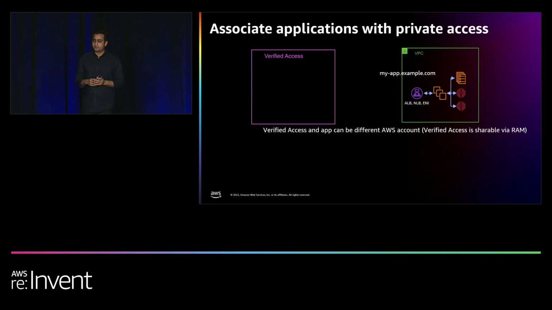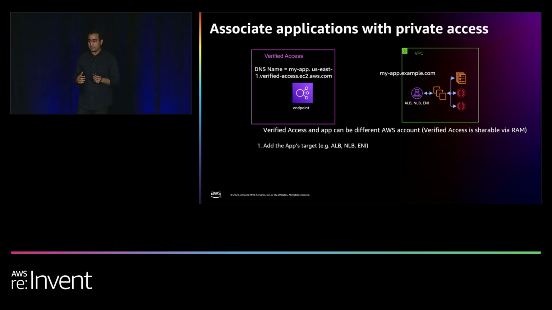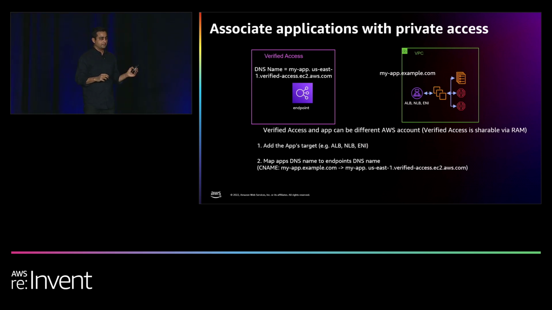Now, this is actually my favorite feature, and I will talk more about this. Let's say you have an application named myapplication.com. When you add that application to verified access, we create a public endpoint, so it gets a DNS name and IP address. But you don't want your users to type a different domain name, right? So you do the CNAME mapping. Whenever they type the application name, all the requests come to verified access, which evaluates them based on your policies and then connects.